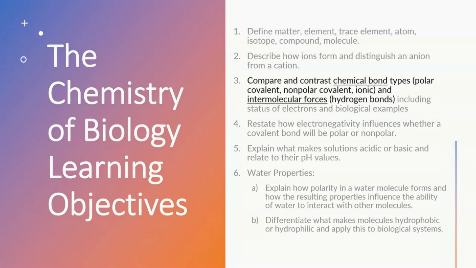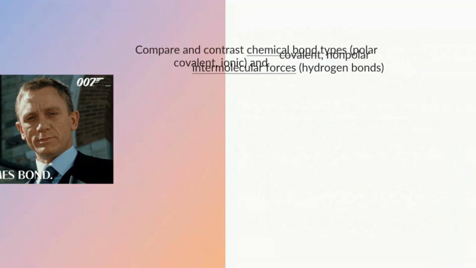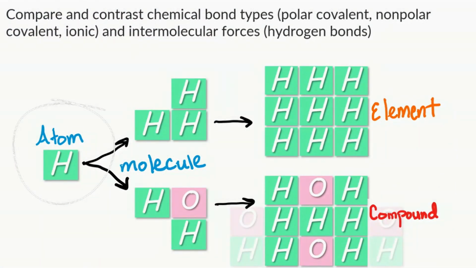Hello again! Let's go ahead and compare and contrast the different types of chemical bonds and intermolecular forces. Atoms freely floating about in space are not considered molecules, elements, nor compounds. To be considered anything organized, such as a molecule, element, or compound, atoms must be bonded together via chemical bonds.